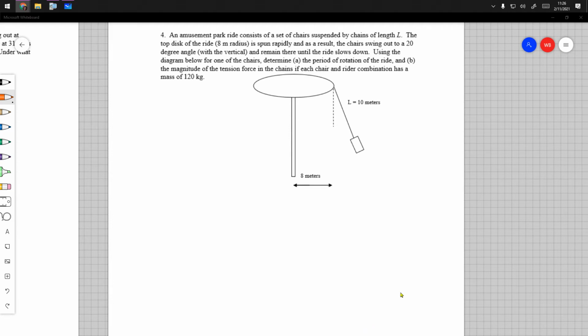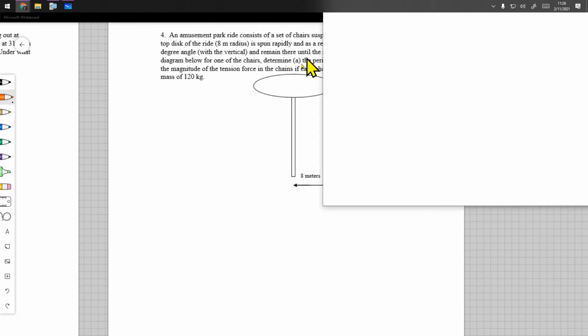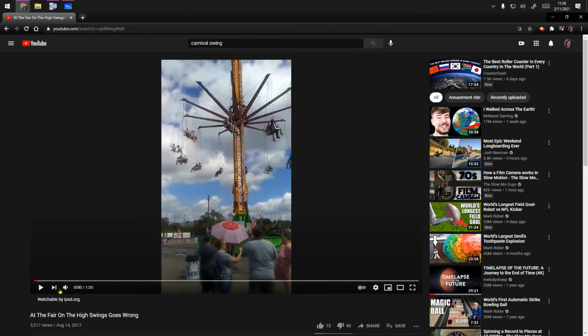Welcome back. We're in circular motion. Worksheet number 2, problem number 4. We got this amusement park ride here. Now, if you've never seen one of these things before, let me go show you what this is going to be like.